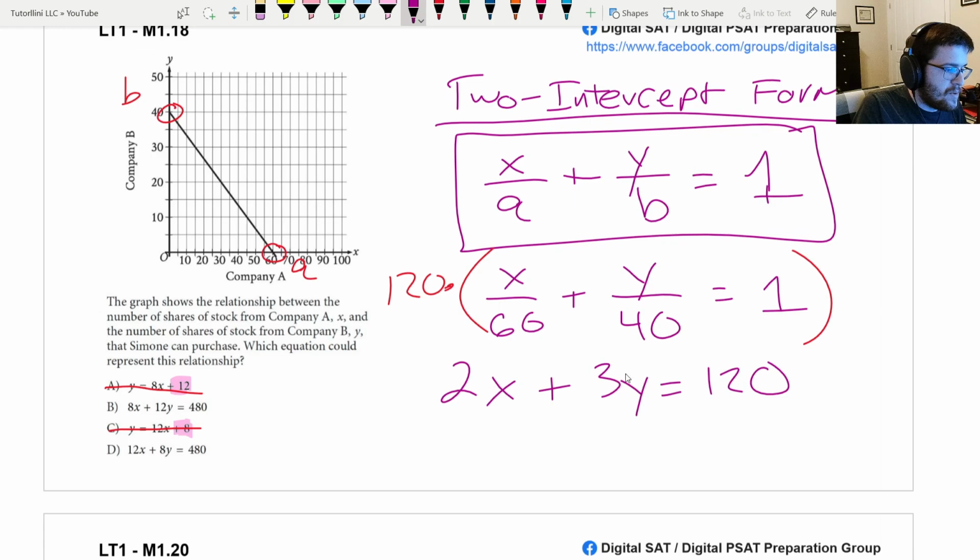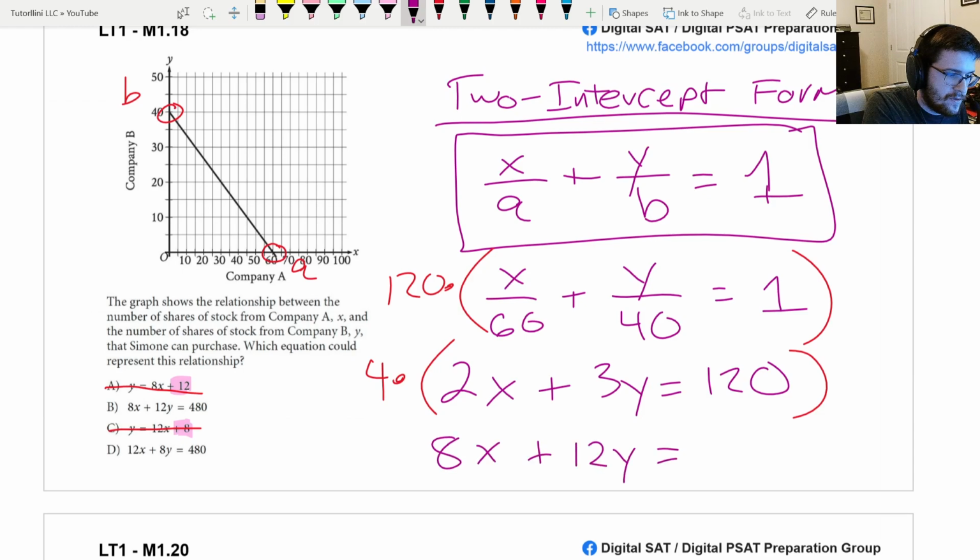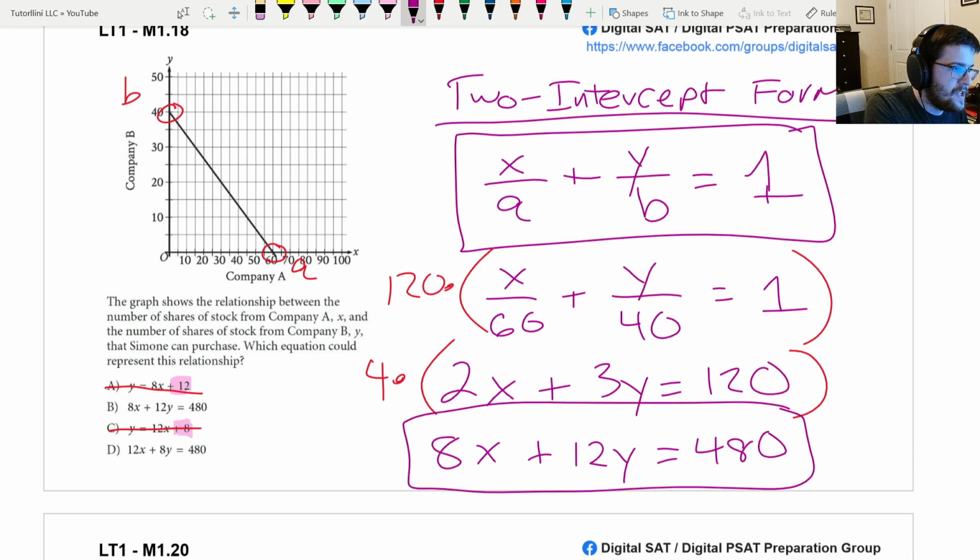And I see that both these guys have a 480, so I guess that's times 4. So for whatever reason, I don't know, let's just multiply the equation by 4. That's really weird. I don't know why they wouldn't put the whole thing in there. So we get 8x plus 12y equals 480. And that is answer choice B.